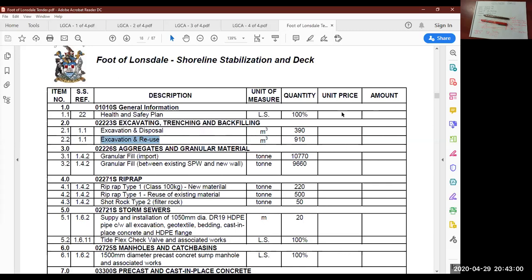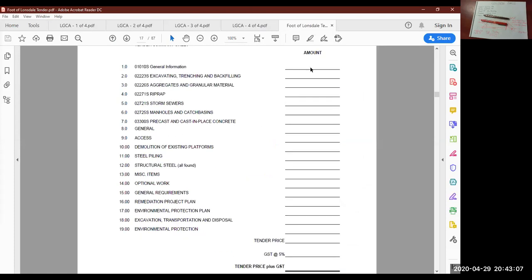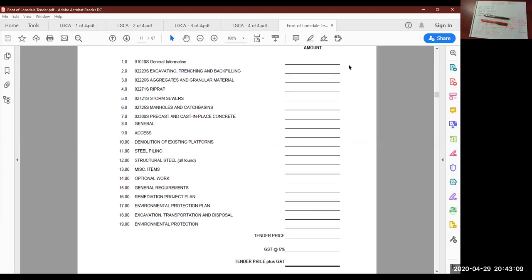So PST goes in here. So we flip back to the previous page, go down to the bottom. These are the summaries of all the sections. All these numbers here are going to have PST in them. Down here is where you show GST.